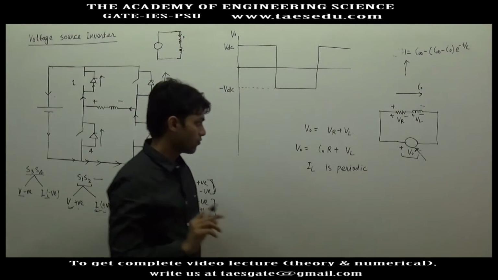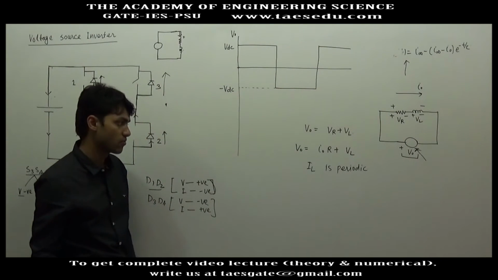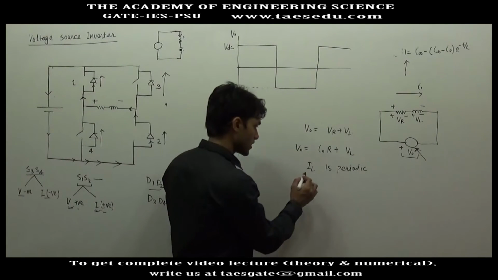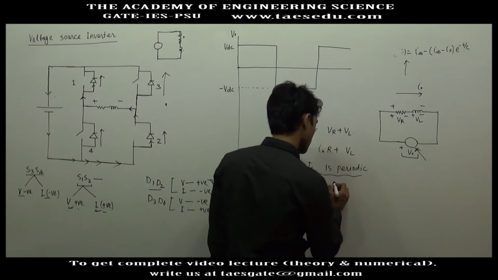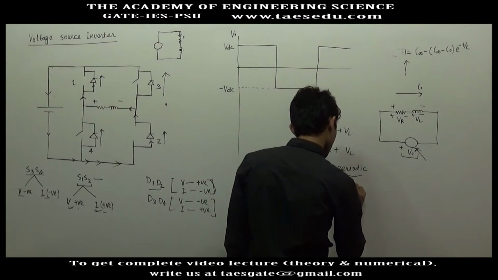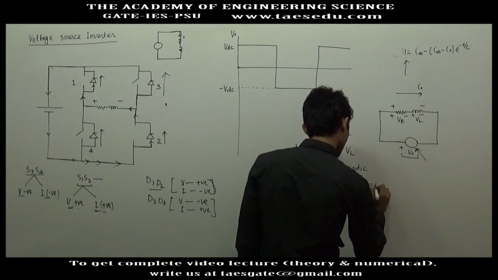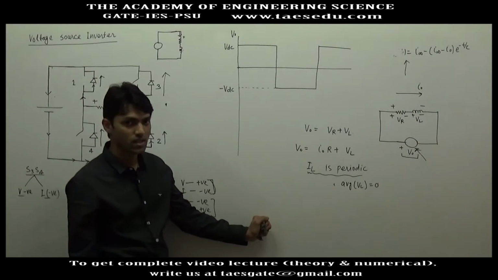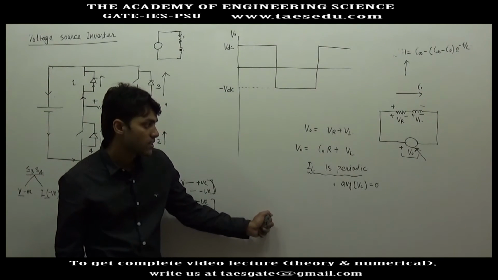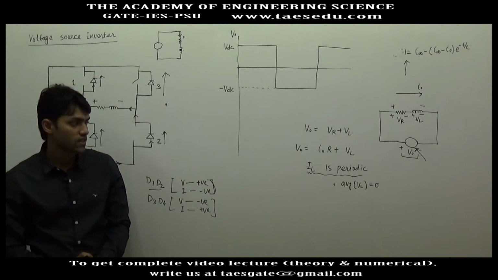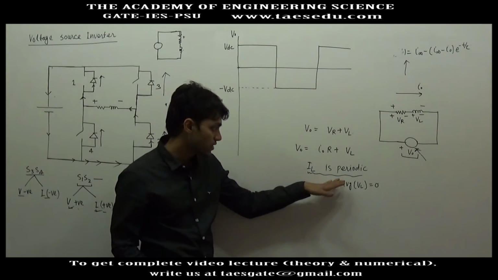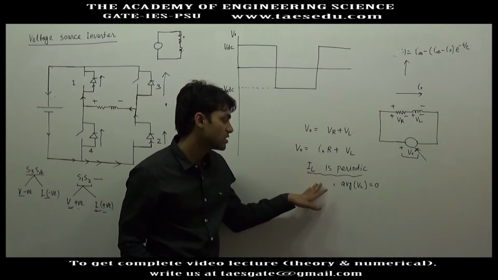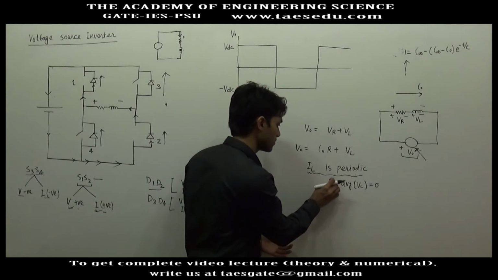Okay, and what we have studied in phase control rectifier and in chopper circuit, we have studied flux balance. And what flux balance says: if IL is periodic, then the average value of inductor voltage will be 0. I will not prove it here because I have already proved, while discussing phase control rectifier and chopper circuit, why average inductor voltage is 0 if inductor current is periodic. So I'm just going to use it here.